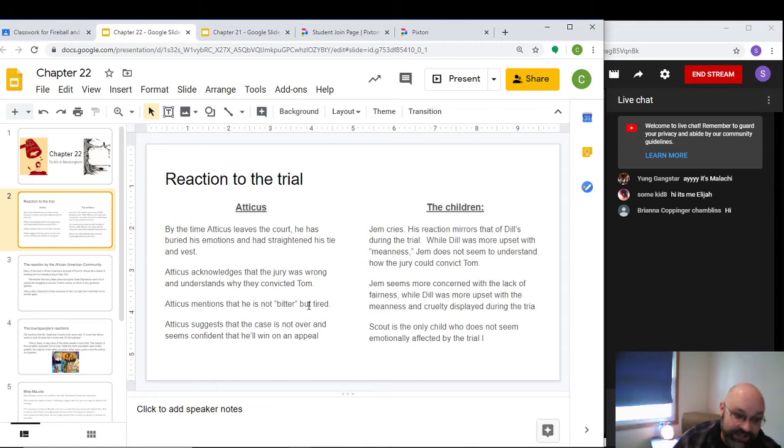Atticus mentions that he's not actually bitter, and that it's important that the children don't become bitter over this. He also suggests that he is tired, that he's exhausted. He probably spent a lot of energy trying to defend Tom, but he lost and he's just exhausted at this point. He does suggest that he thinks he'll win an appeal. The appeals will be with judges instead of with juries, and he thinks he has a good chance using the appeals to eventually get the conviction overturned and have Tom released.